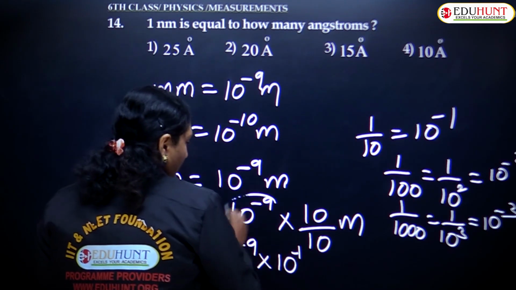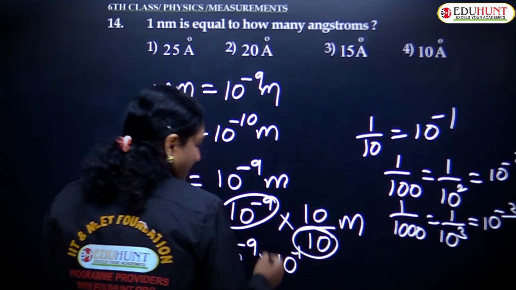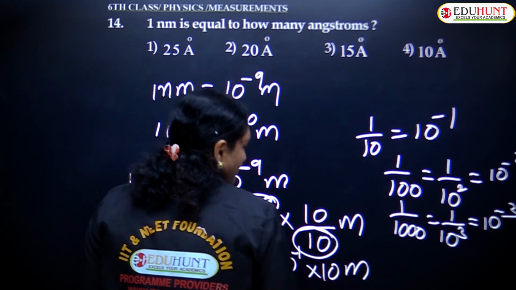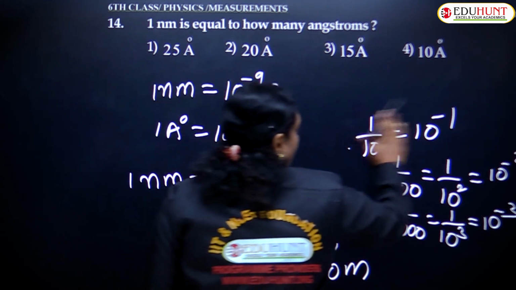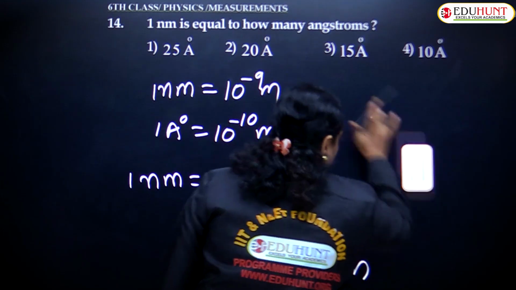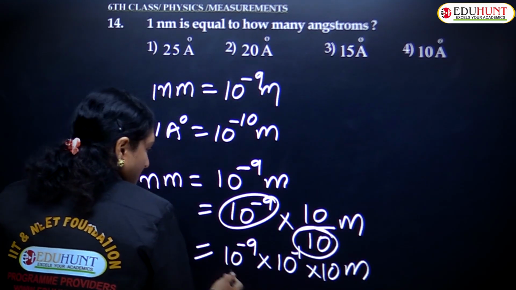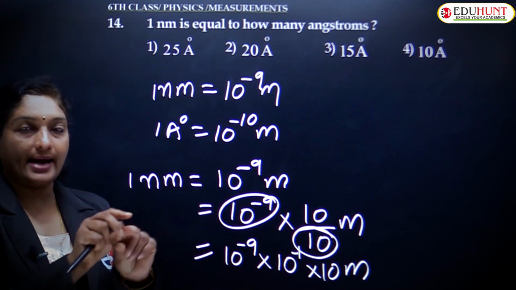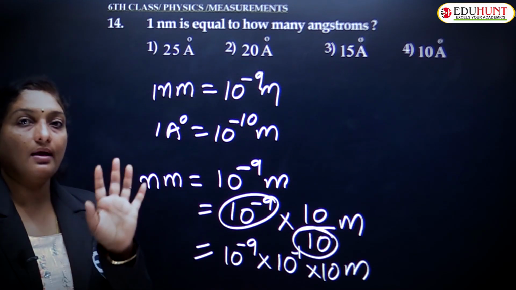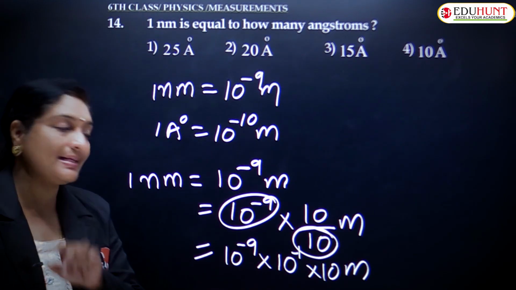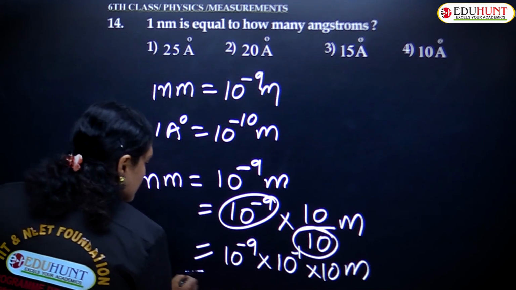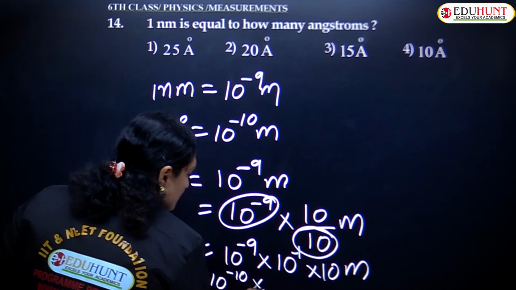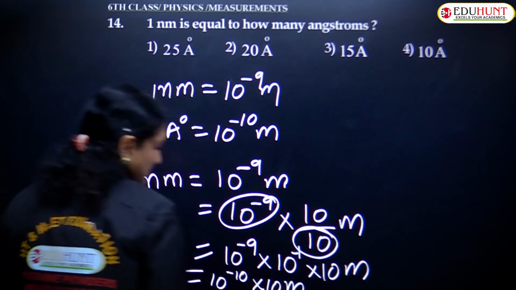So, this I noted. This also I consider, both the values. What is left over? 10. So, 10 meters. Isn't it, children? Look here. 10 power minus 9 and minus 1. Overall powers are added. Minus 9, minus 1, how much? Minus 10. So, your answer is 10 power minus 10 into 10 meters.